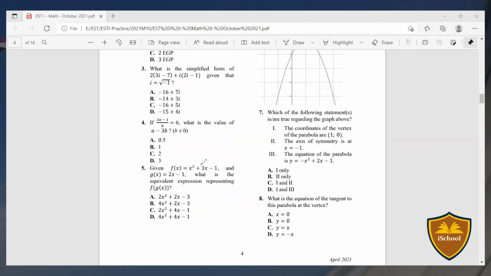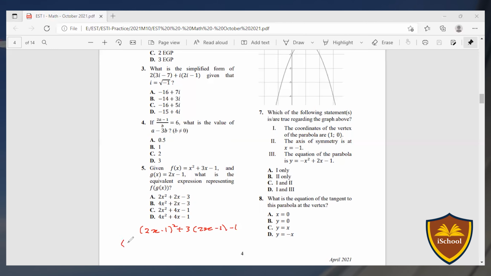We have another way, the classic way. If you want to find f of g of x, you will substitute each x in f of x by 2x minus 1. So you have 2x minus 1 all power 2 plus 3 times 2x minus 1 minus 1. What's the meaning of 2x minus 1 all power 2? It means you have two brackets, 2x minus 1 like this, and try to distribute. Don't distribute the power because it's the wrong way.